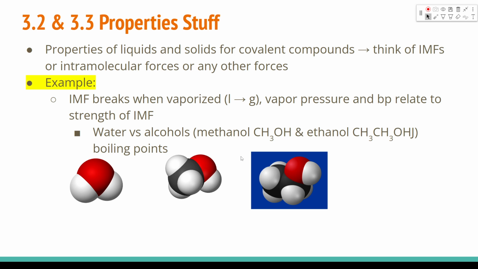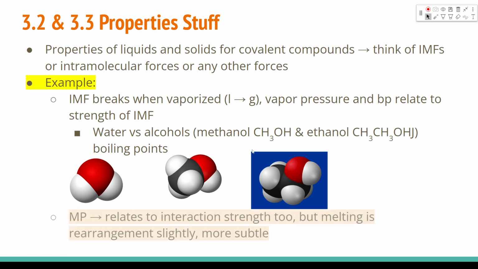Cool. So again, hydrogen bonds are hecka strong in water. Very easy to hydrogen bond in any direction in 3D space. Methanol versus ethanol, not so much, so that's why they're lower than water. But then ethanol is going to creep up because of the electron polarizability, the electron cloud. Cool. Now, melting point also relates to the interactions for IMFs, but melting only rearranges slightly.